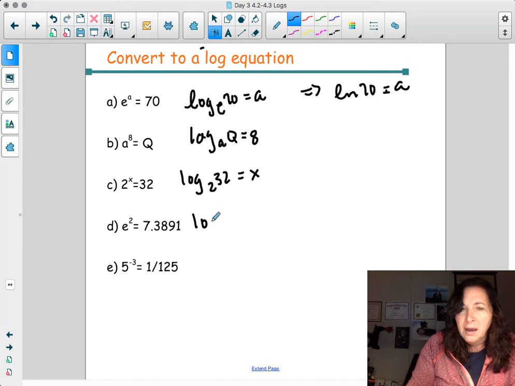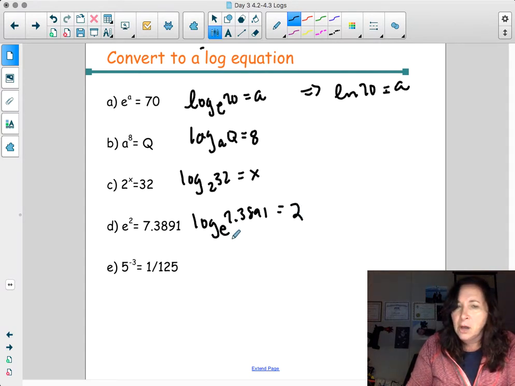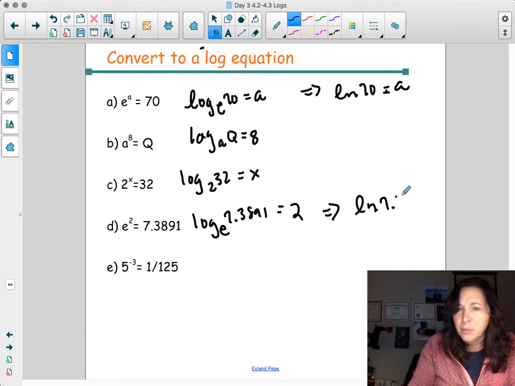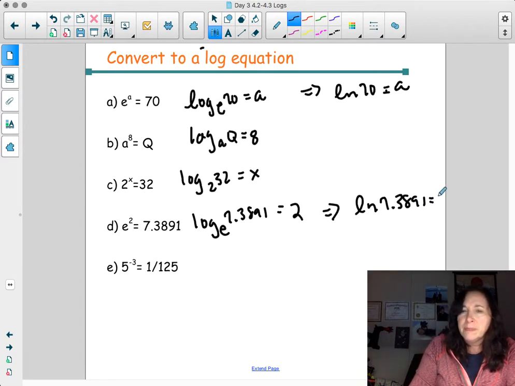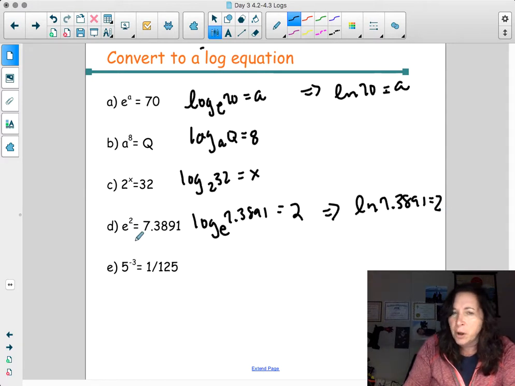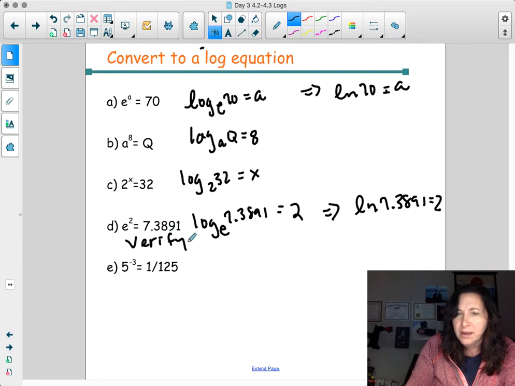For this one, we would have log base e of 7.3891 is equal to 2. And for this one, I would actually take the log base e and change it to ln of 7.3891 is equal to 2. And that one is just, there's no x in this problem. So if there's no x or variable, you're only verifying that.